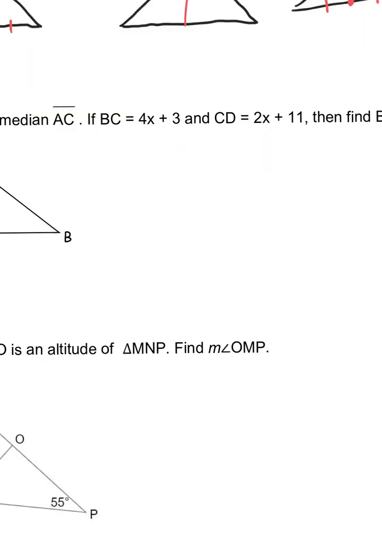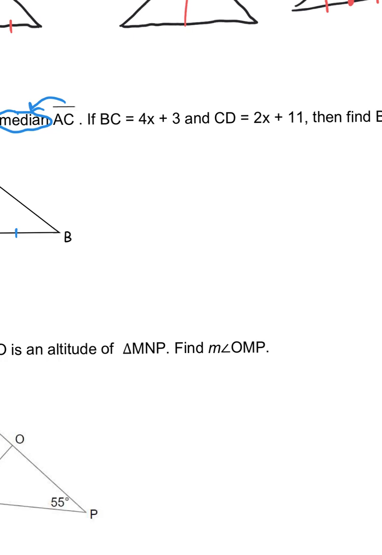So for number 7, it says, given triangle ABD with median AC. So keyword here is median, right? And it's saying that AC is a median. So this line right here is our median. Cool. Well, if AC is a median, we know that point C is a midpoint, right? So if C is a midpoint, we could say that this piece is congruent to this piece, right? DC is congruent to CB.